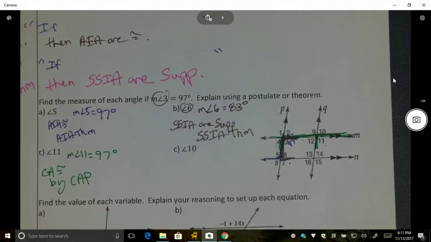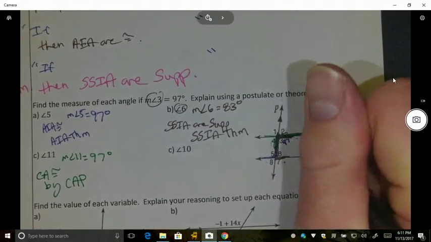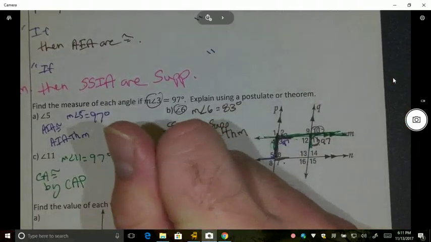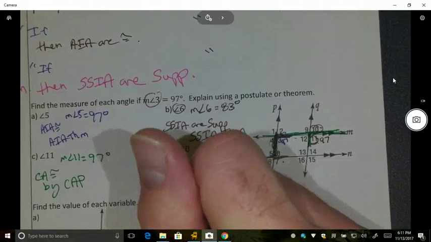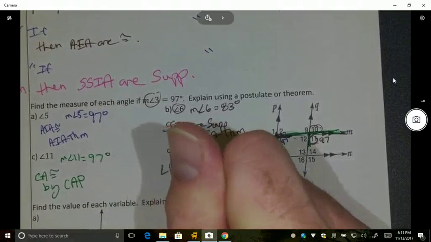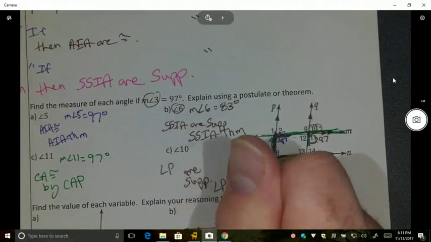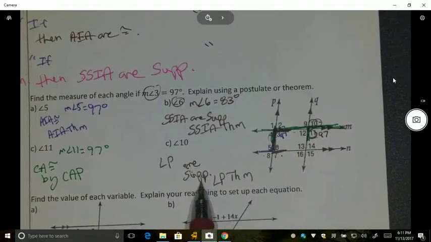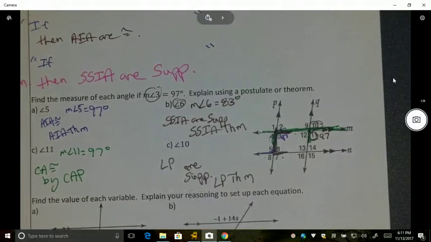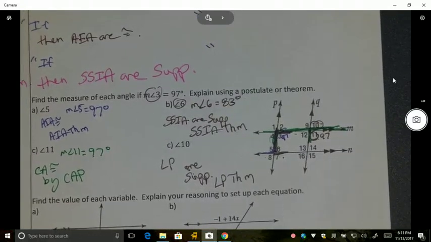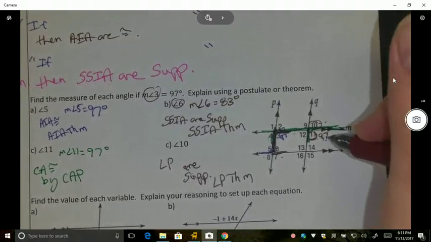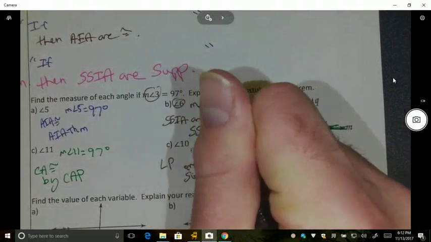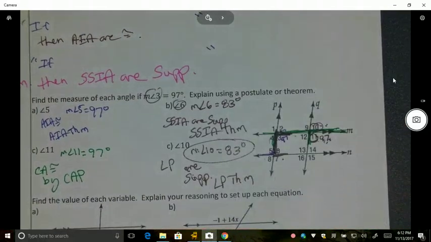And lastly, we have angle 10. Well, we know 11 is 97, and angle 11 and 10 are a linear pair. Linear pairs are supplementary by the linear pair theorem. That doesn't require parallel lines. The linear pair theorem works for all linear pairs whether or not there are parallel lines. Vertical angle theorem works for all vertical angles whether or not there are parallel lines. Well, since 11 is 97, 10 is 180 minus 97, so the measure of angle 10 is 83 degrees also.